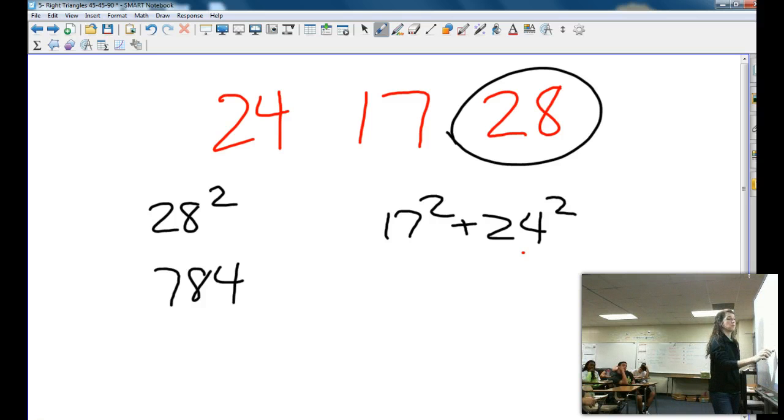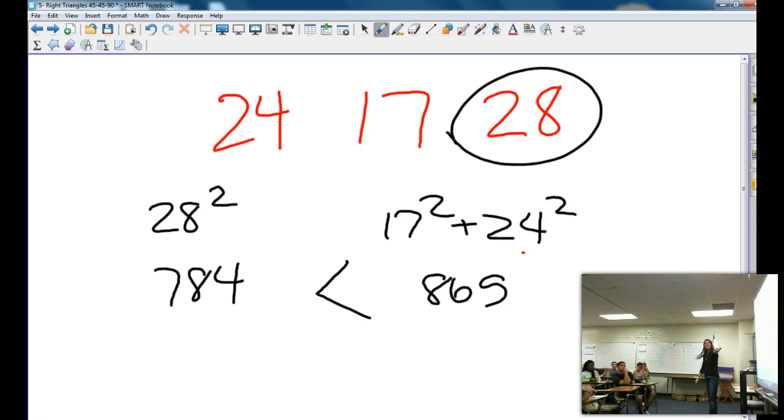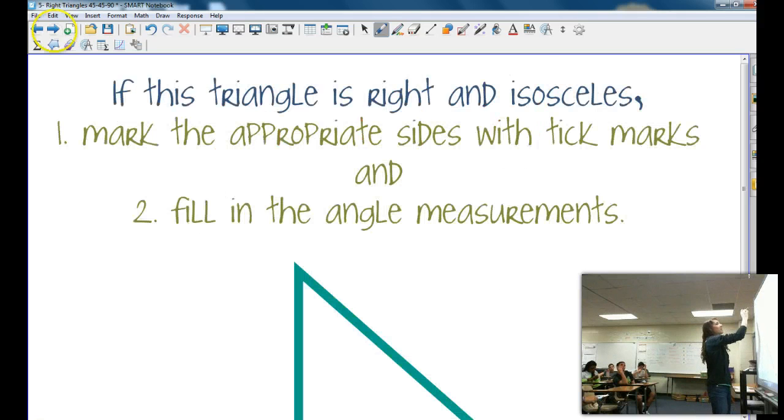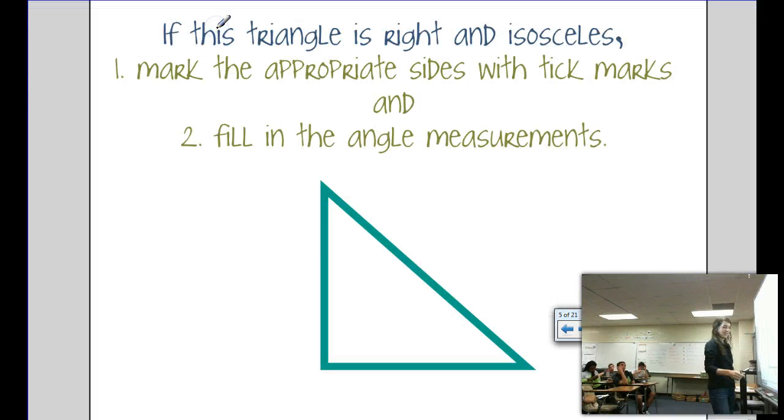Matt, what's 17 squared plus 24 squared? 865. So you have to use a less than sign. It's going to eat the bigger number, the 865. Is that a less than sign or a greater than sign? That is a less than sign. So what's the answer to our problem? Acute. Good job, Julius. We did an obtuse one, so we needed an acute one next.